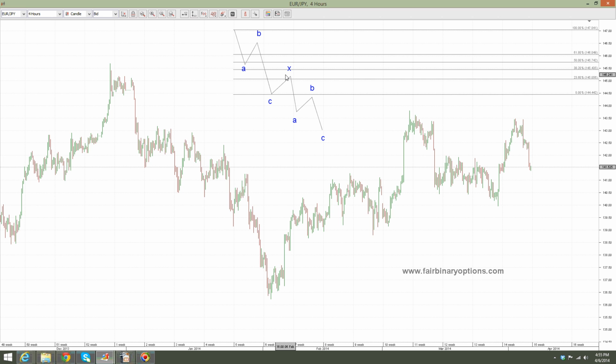classical example, and our example starts with the Euro-Japanese yen on the 4-hour chart and goes from these highs starting to the downside. I would say that the first leg to the downside should be wave A. Then we have a classical B wave here. Then we have a C wave to the downside, all the way down, either here or here. I would say that most likely the C wave is done here.